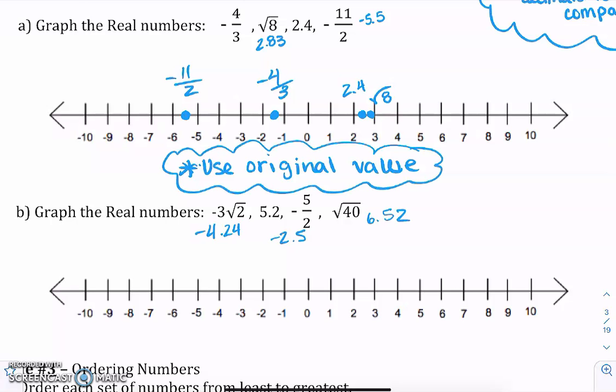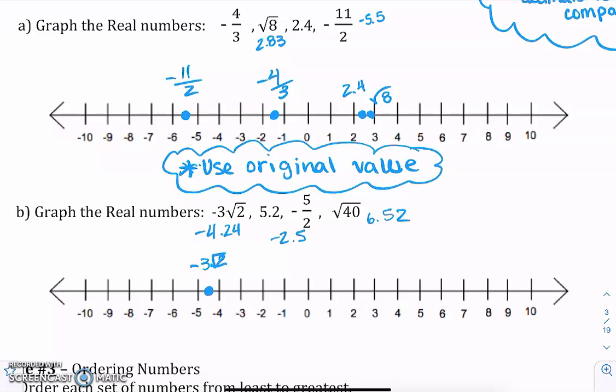So -4.24 is in between -4 and -5. As long as it's in between there, I'm fine with that. Doesn't have to be perfect, but it should be in between -4 and -5. But use that original -3 square root 2.